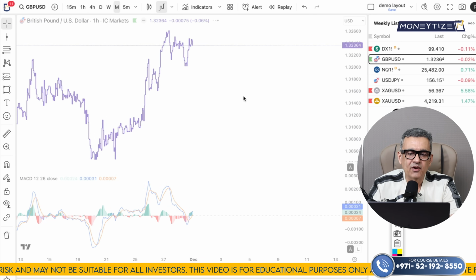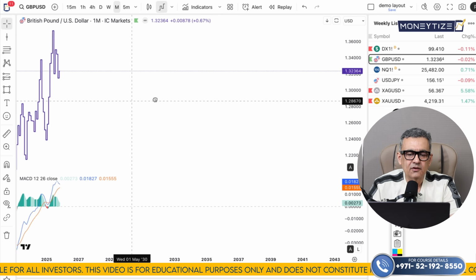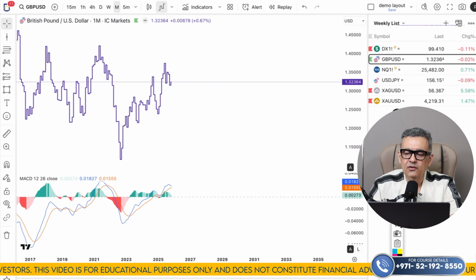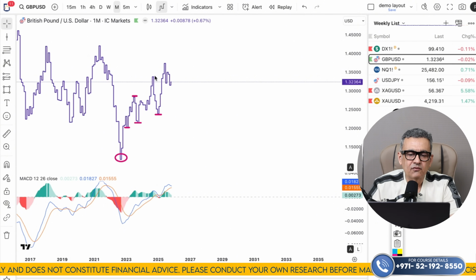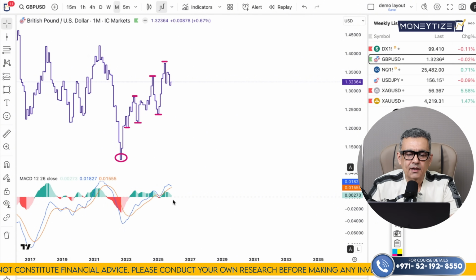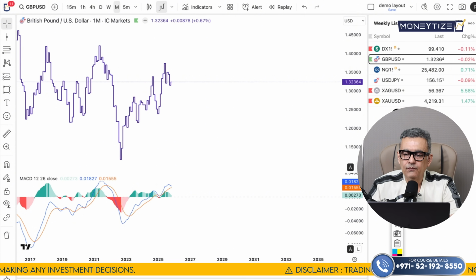I'll start from the monthly frame here. Now, on the monthly frame, we could see the sequence of higher highs and higher lows. So here, this is the lowest point on the monthly frame. And then I could see a new higher low, higher low, higher low in conjunction with higher highs. And I can see slowdown on MACD histogram, but only slowdown on the latest MACD histogram, but no divergence completed yet. And even MACD lines have not yet completed the bearish crossover.